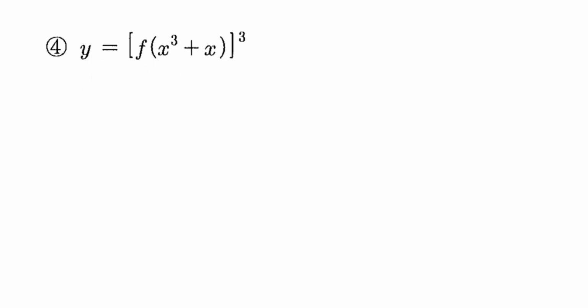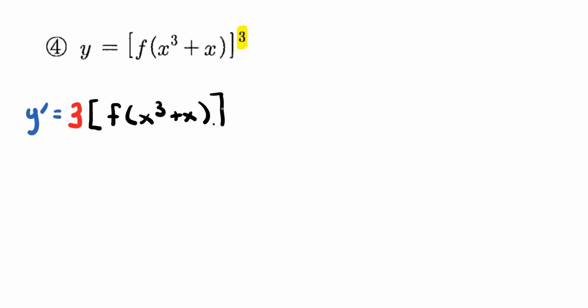For question number 4, we have a little bit more work to do. So I have an outside power here, so that gets soccer kicked to the front. So 3 in the front. And then now we just write everything the same on the inside here, and that gets raised to the power of 2. And then I need to multiply by the derivative of the inside.